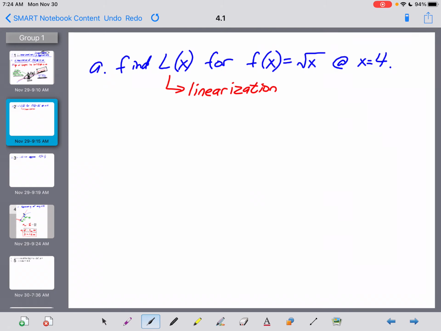We're going to start off with one that I don't think is going to be all that bad. So we're going to find L of x for this given function, f of x is equal to the square root of x, and we're going to center that linearization at x is equal to 4.